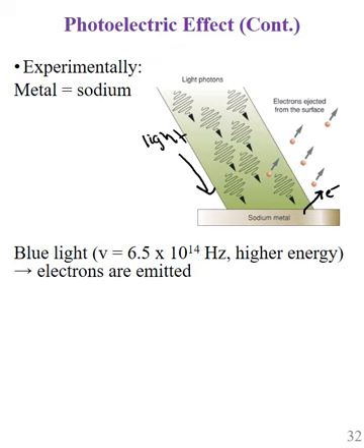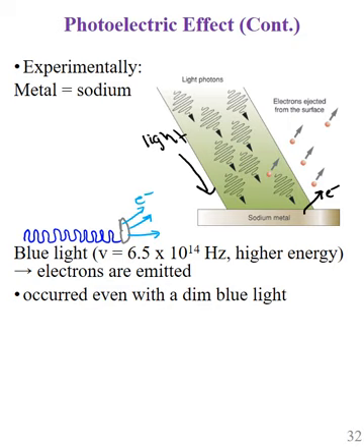Now, with blue light, this has a very high energy. The electrons are going to be emitted. So blue light, very, very high energy. That means the frequency is going to be high, the wavelengths are going to be short, and it hits the metal, and electrons are being emitted. So you get a lot of them being emitted.